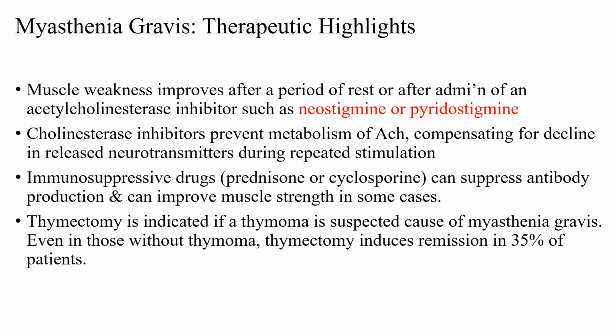So what is the treatment? Administration of neostigmine or pyridostigmine. What are they doing? They stop the breakdown of the neurotransmitter acetylcholine, so it can act for a longer time. The person will feel very relieved, like normal, when injected with neostigmine and pyridostigmine. Or immunosuppressive drugs are given because it is an autoimmune disease.